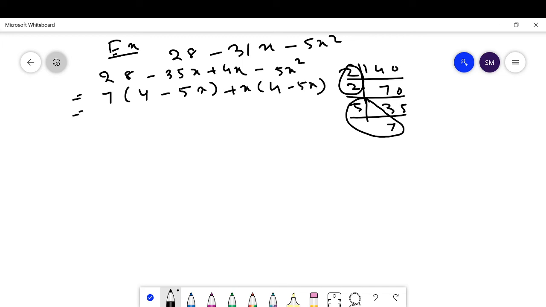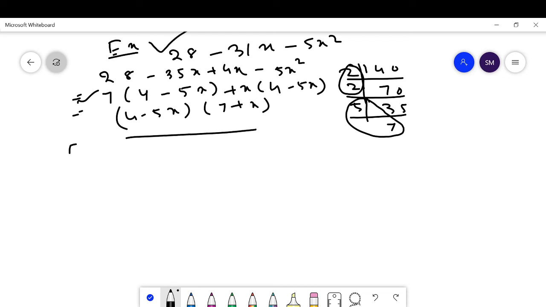From these two you get 4 minus 5x is the common factor. Then taking it common, here 7 is left and here x. 4 minus 5x into 7 plus x is the factorization form of the given algebraic expression.